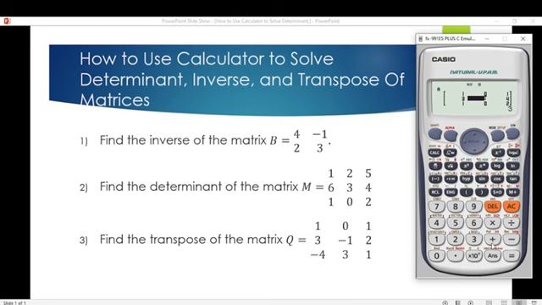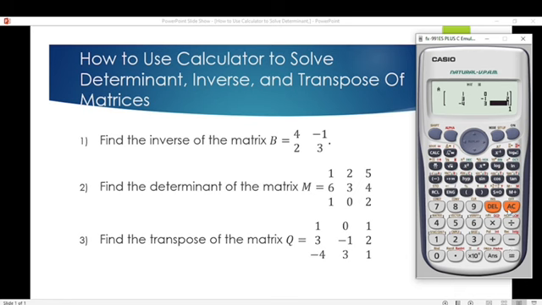So here too we have negative 1. Here we have 2. Negative 4, equals, 3, equals, and we have 1. So we've been able to enter the data into our calculator.